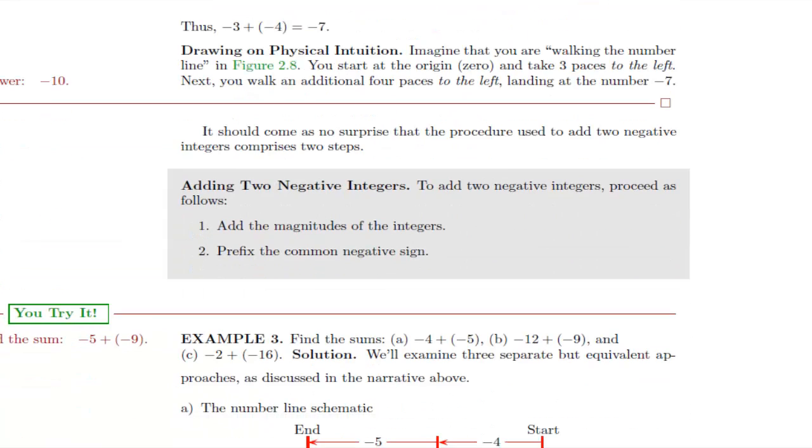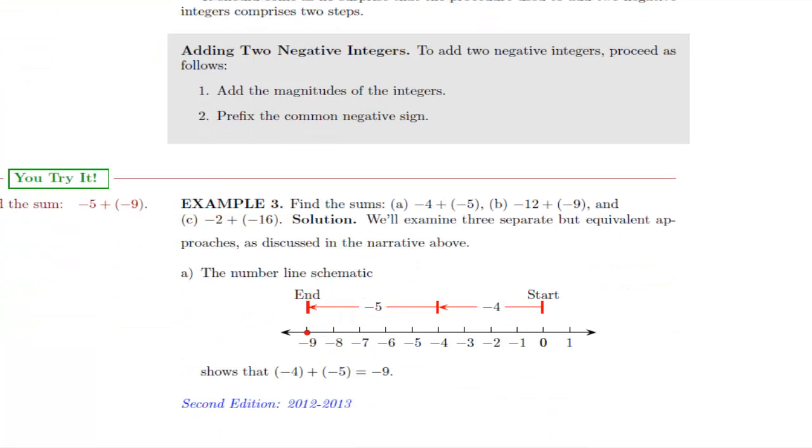Adding 2 negative integers. To add 2 negative integers, proceed as follows. Add the magnitudes of the integers, then prefix the common negative sign.